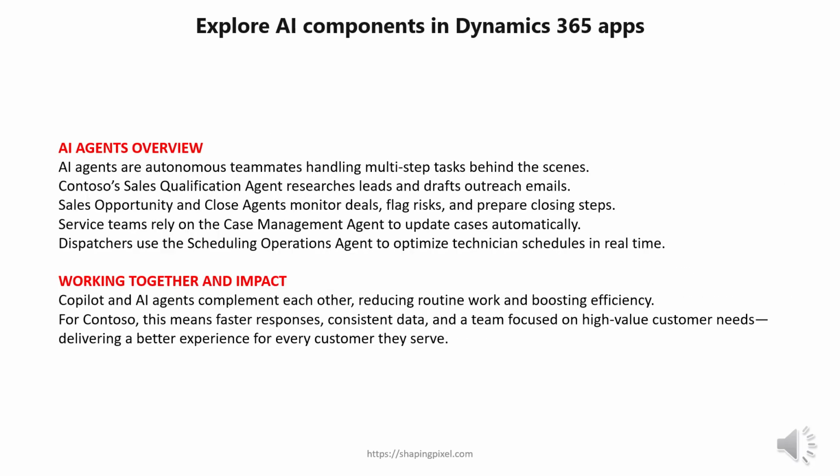AI agents are autonomous teammates handling multi-step tasks behind the scenes. Contoso's sales qualification agent researches leads and drafts outreach emails. Sales opportunity and close agents monitor deals, flag risks, and prepare closing steps. Service teams rely on the case management agent to update cases automatically. Dispatchers use the scheduling operations agent to optimize technician schedules in real time.